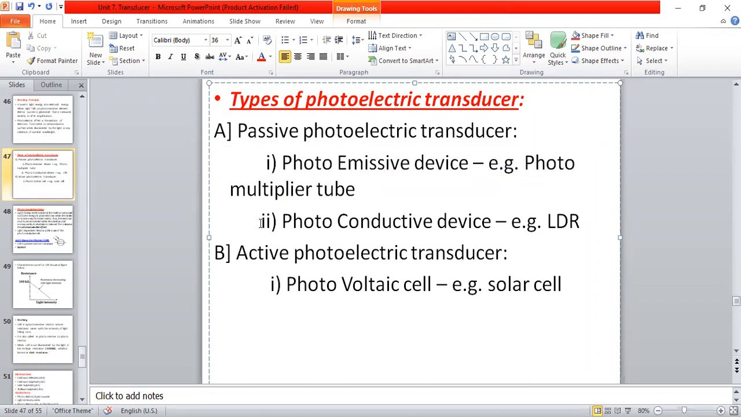The second one is the photoconductive device. How is it going to conduct? An example of this photoconductive device is the LDR.